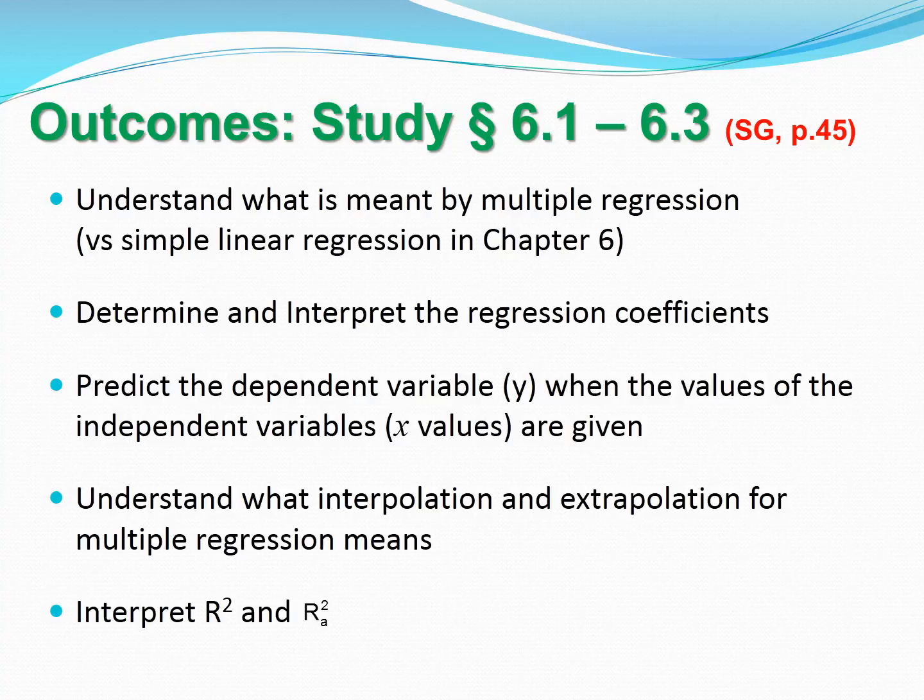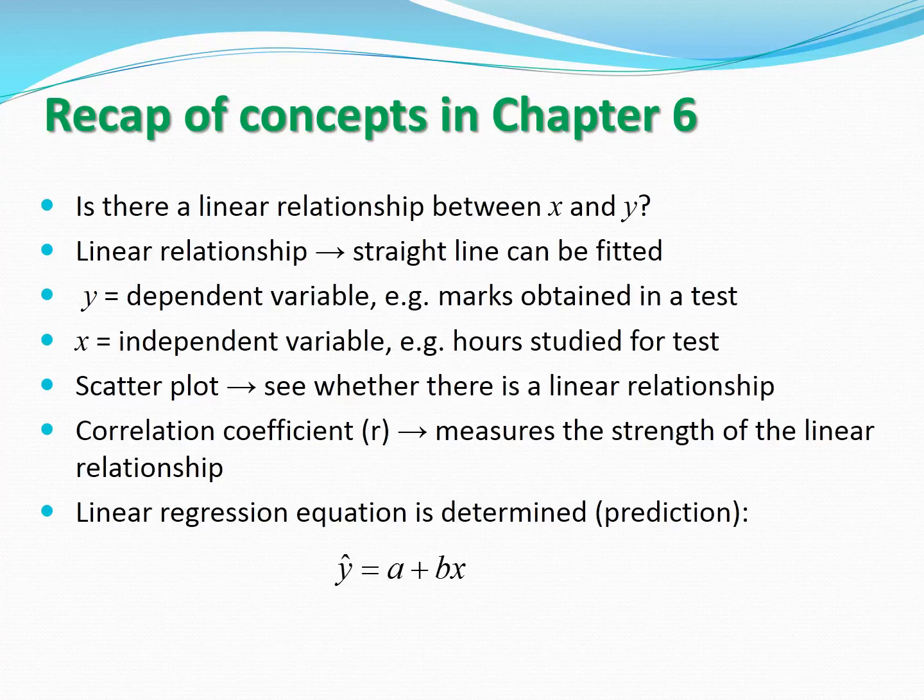Then you should be able to understand what interpolation and extrapolation mean for multiple regression, and then you also need to interpret your coefficient of determination indicated by R squared and the adjusted coefficient of determination indicated by R_A squared, and you will locate those values from your computer output. Chapter 14 is the extension of Chapter 6. Let's quickly recap on a few concepts in Chapter 6.